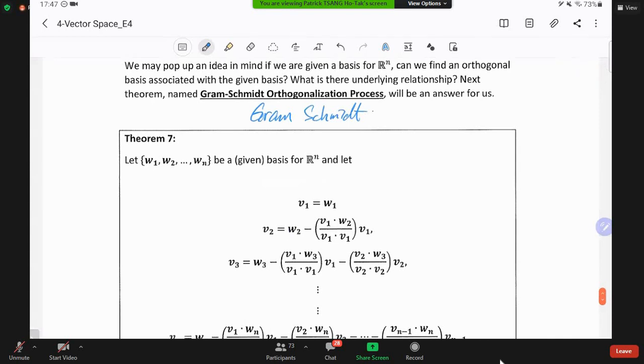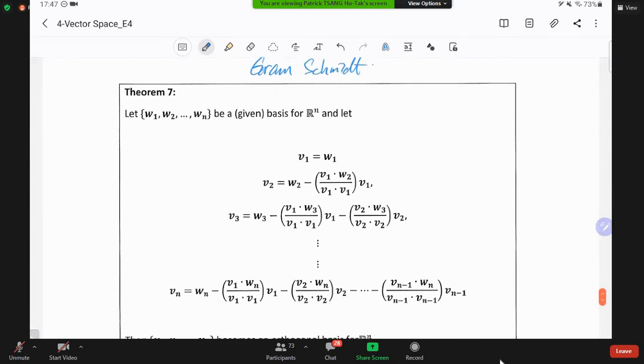Let's take a look at theorem 7. You may see it shares some similar findings, some dot products or a long expression. But anyway, this is a process to help us transform a given basis to become an orthogonal basis. Initially, suppose there is a given basis with n vectors, W1, W2, until the last one, Wn. This is the initial given information for the Rn space.